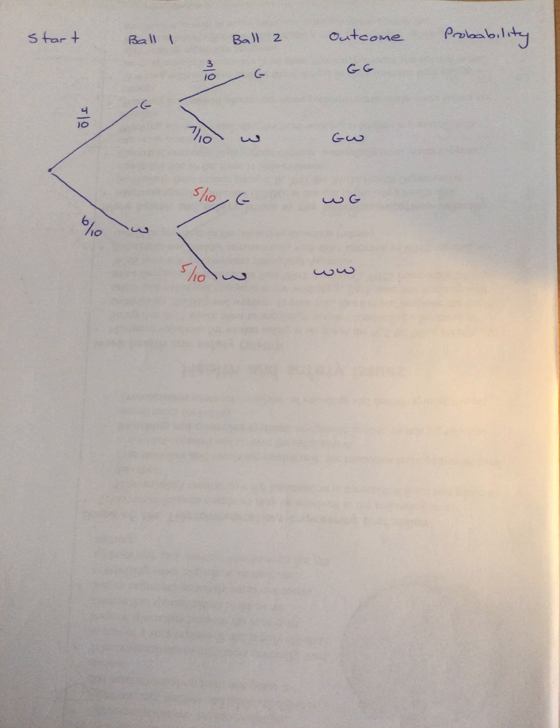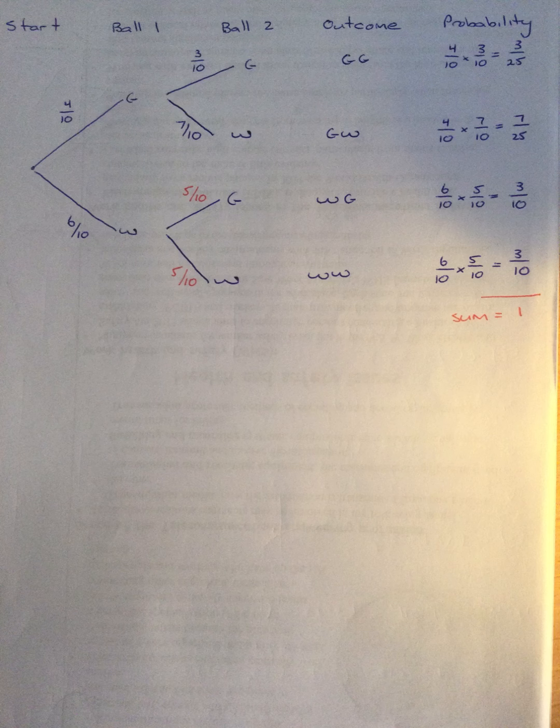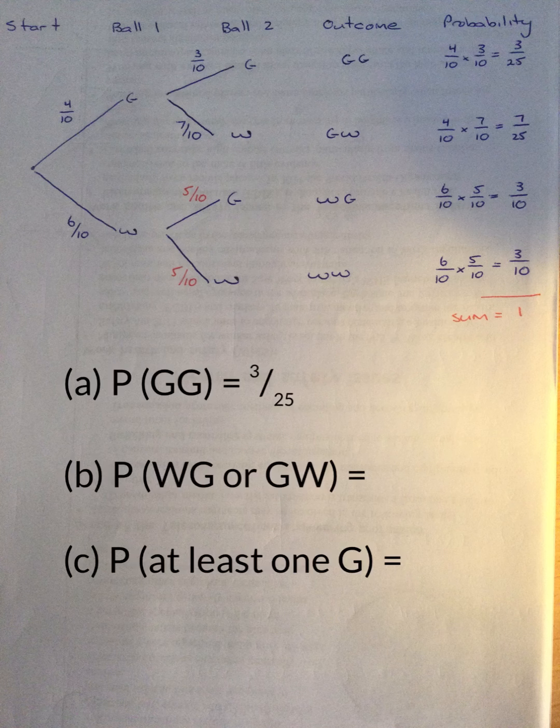So now let's look at our probability. Multiplying across, we get 4 on 10 times 3 on 10 for green-green. Green-white is 4 on 10 times 7 on 10. White-green is 6 on 10 times 5 on 10. And for white-white, 6 on 10 times 5 on 10. All of those outcomes add to 1. And this is important again when we go to do at least 1. This is a good reminder.